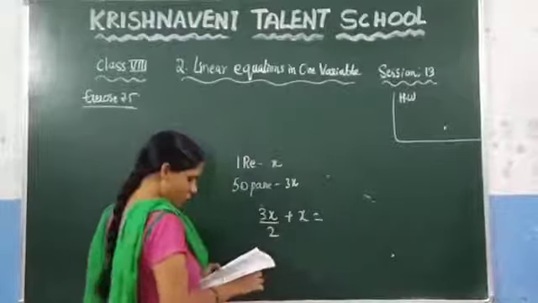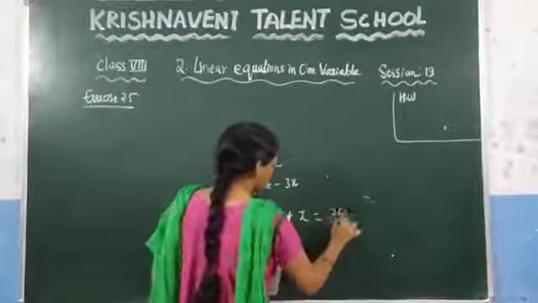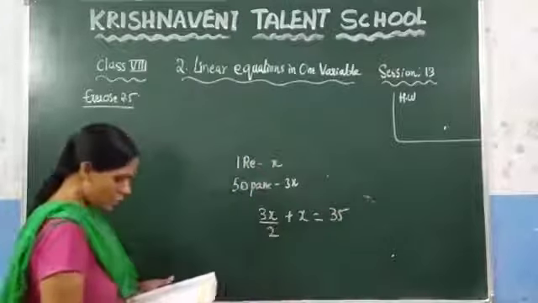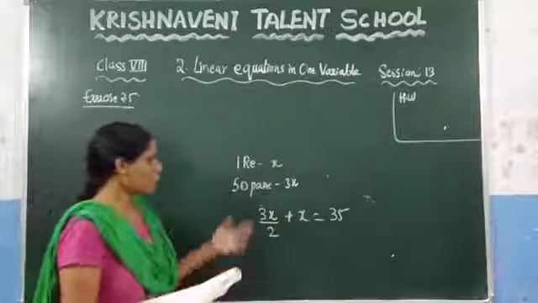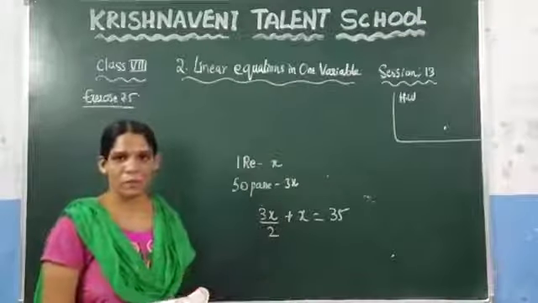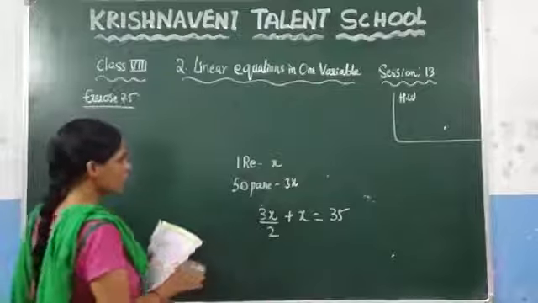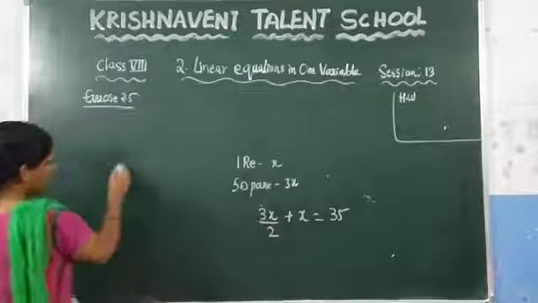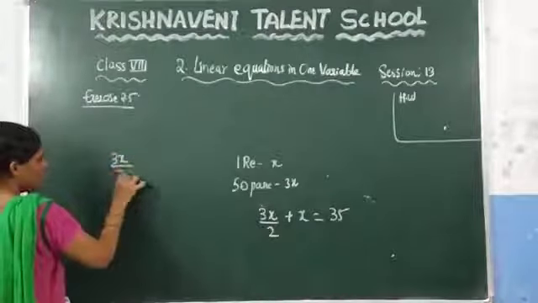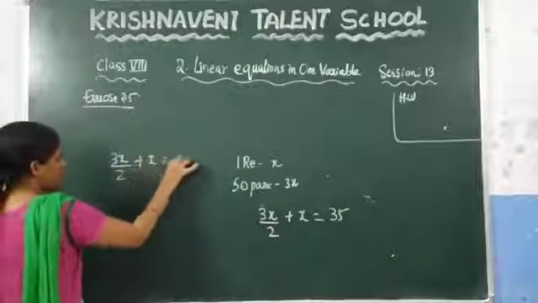Now the total value they have given is 35. Based on this you need to find how many 1 rupee coins are there and how many 50 paise coins are there. So calculate it. How do you solve this? 3x by 2 plus x is equal to 35.